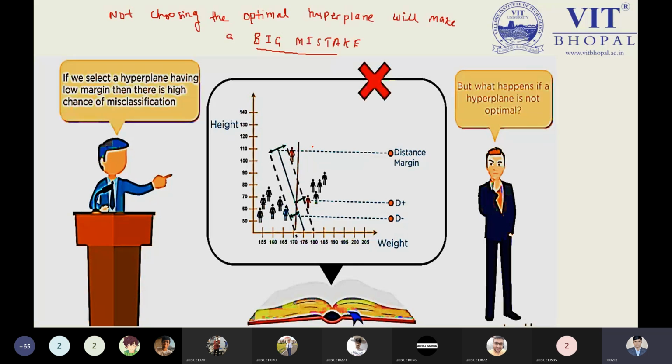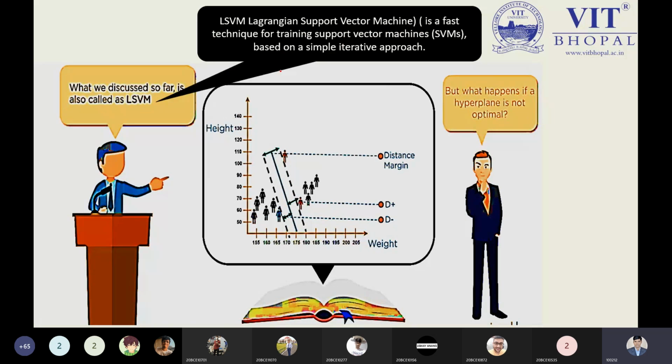To understand this problem, we have the Lagrangian support vector machine, LSVM, which is a basic algorithm we can use by default in the support vector machine in machine learning. The approach we have seen so far in the support vector machine is preceded by one word, the Lagrangian support vector machine.